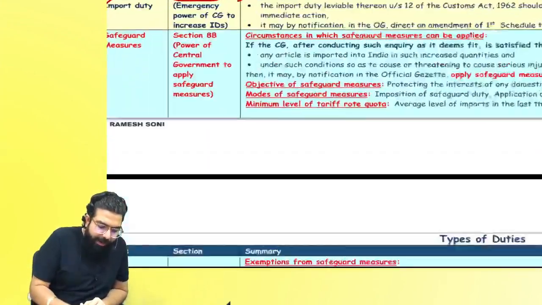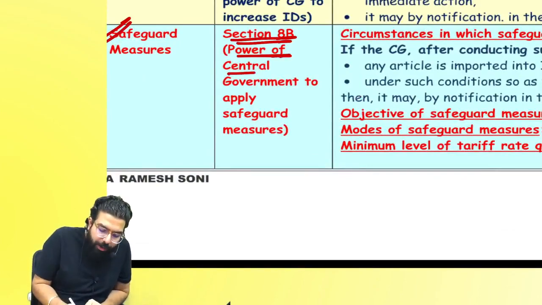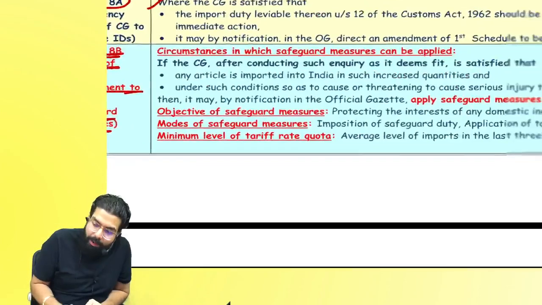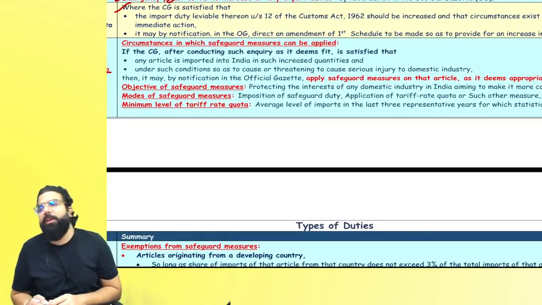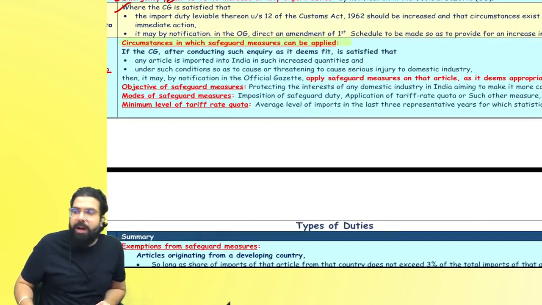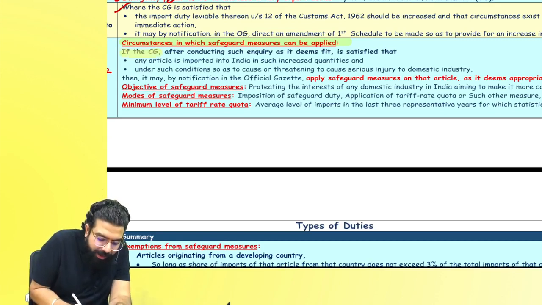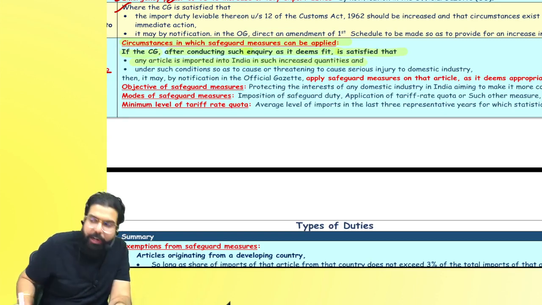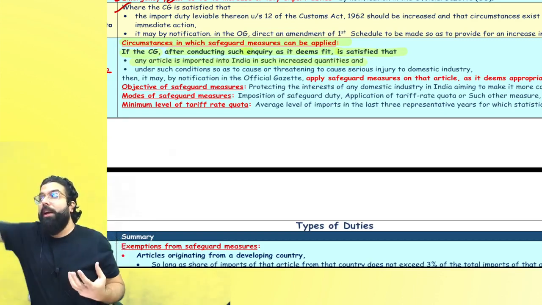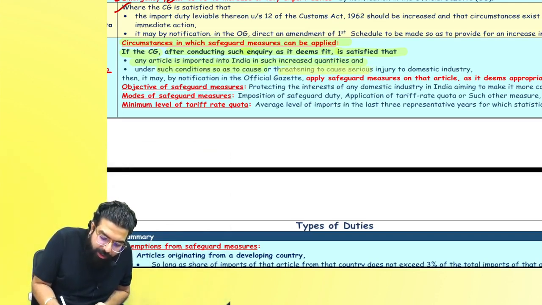Everyone over here, when you come below, safeguard measure, section number 8B tells the power of the central government to apply what? Safeguard measure. Now first of all, when will safeguard measure be charged? Safeguard measures, not duty, will be imposed if the central government, after conducting an inquiry as it deems fit, is satisfied that any article is imported into India in increased quantity, and that is causing or threatening to cause serious injury to the domestic industry.